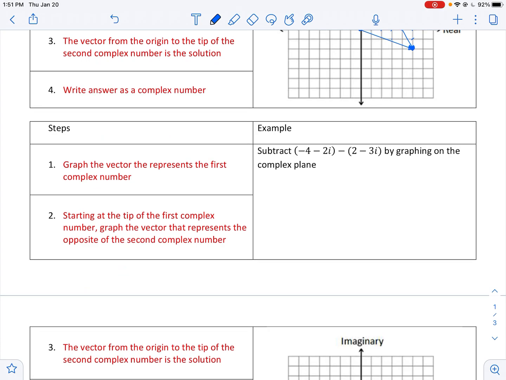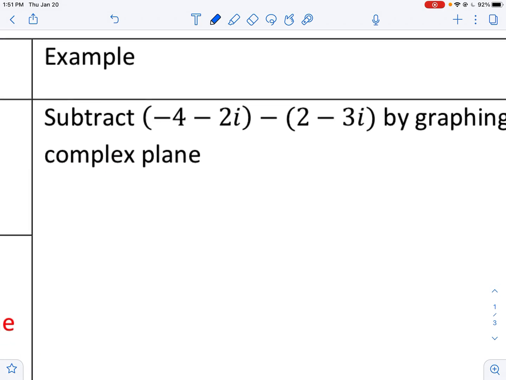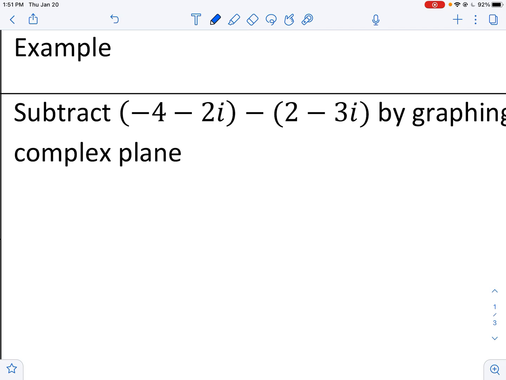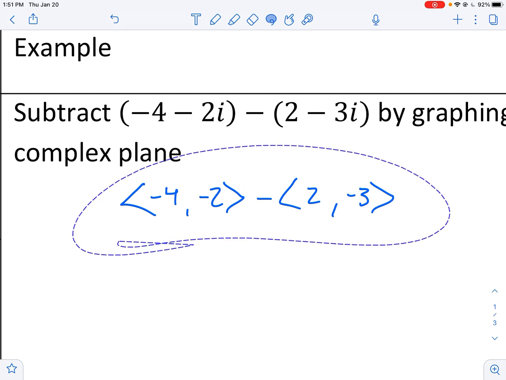Okay, we're going to go through the process again to subtract a couple of complex numbers. I'm going to convert both of these to vectors and go through the process of graphically subtracting them. So negative 4 minus 2i becomes negative 4, negative 2, and you subtract the vector 2 minus 3i, which is 2, negative 3. And that's what I'm going to be graphing.